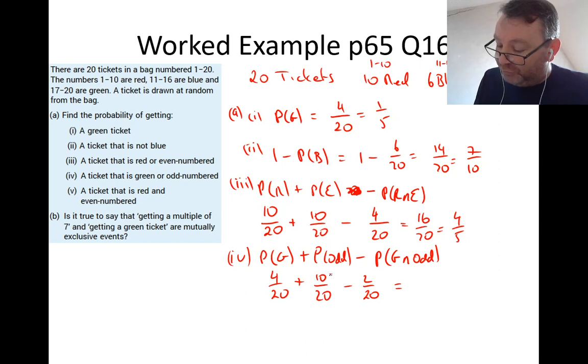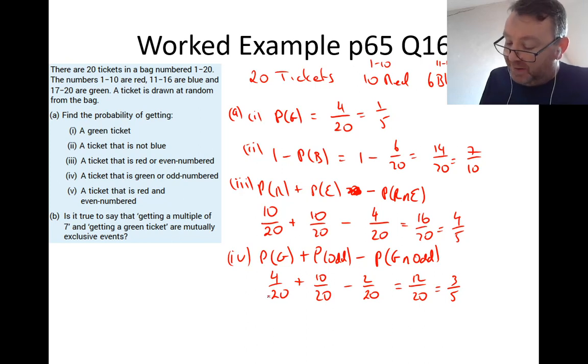4 and 10, 14. Minus 2, 12 over 20. That gives me again 3 over 5. So you can divide above and below by 4. Okay, part 5. I'm running out of space here.